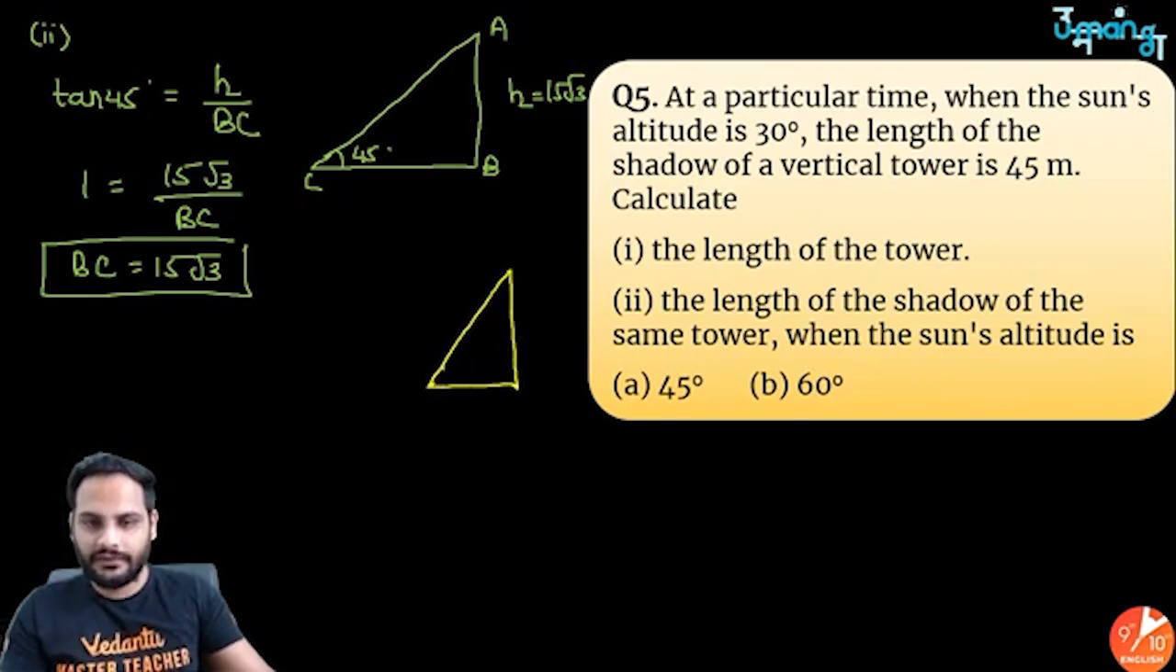Like this. So this point it is 60 degree. Let's say this is the tower over here. Height is small h, which is 15 root 3. And let's say this shadow length we don't know. Let's take it as a point D. Okay, this we don't know.